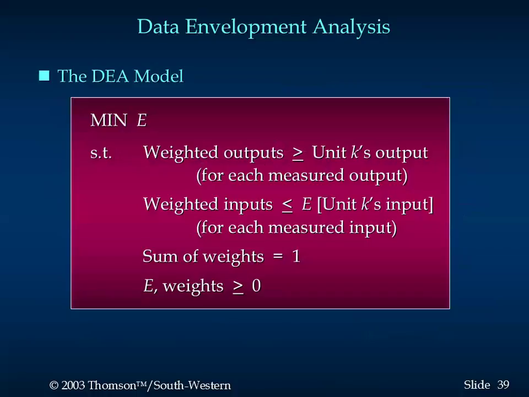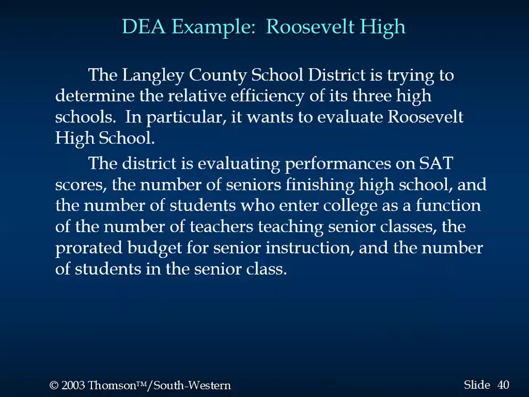Now, here also, there's something called constant returns to scale and variable returns to scale, depending on what you assume in terms of weights. If you put the sum of weights equal to 1, this is variable returns to scale. If you allow the sum of weights to be less than or equal to 1, we call that constant returns to scale.